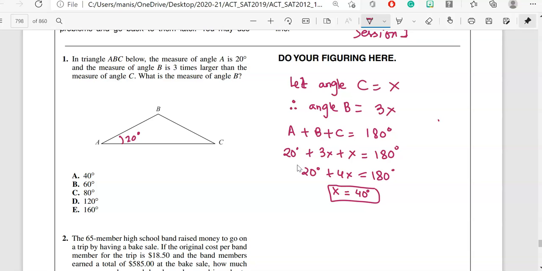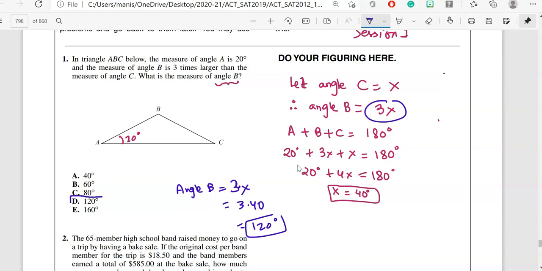Now the question is saying what is the measure of angle B? So if you are looking at this, angle B is what, 3x. So I can do it over here. Angle B is equal to 3x is equal to 3 times 40, which gives you what, 120 degree. So option D for dynamic, this is the correct answer choice.